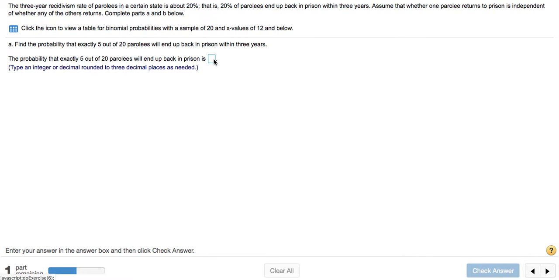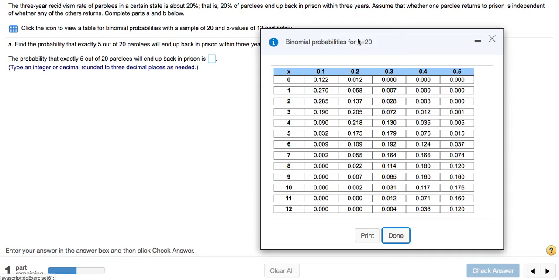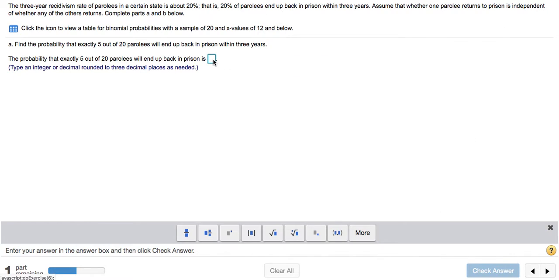There's a couple of ways to get the answer for this. One is to go directly to this table. So I'm going to open the table, and it compiles values for if you have n trials, 20 trials, which is what we have here. So you would locate 5 with this 20% success rate, and it basically tells you that the answer is 0.175, which is what we would put here. So I'm going to close this. And that is rounded, obviously, to 3 decimal places.